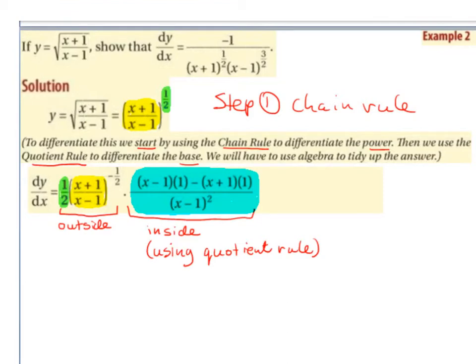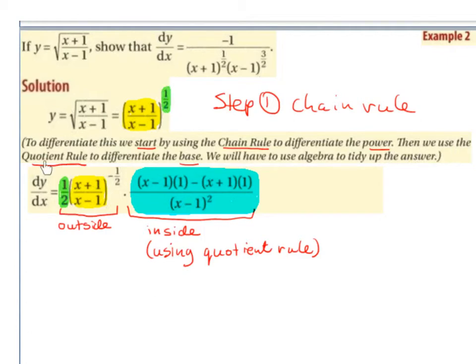So the first thing we want to do is rewrite the square root of x plus 1 over x minus 1 as x plus 1 over x minus 1 to the power of a half. So the root becomes the power of a half. So step 1, we're going to apply the chain rule. To differentiate this, we start by using the chain rule to differentiate the power.